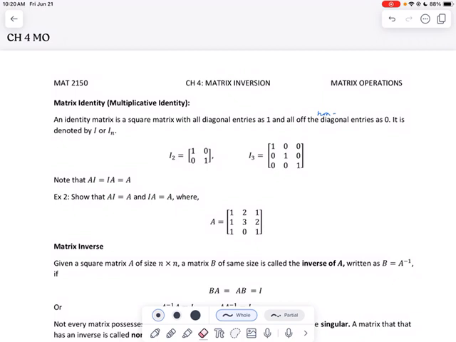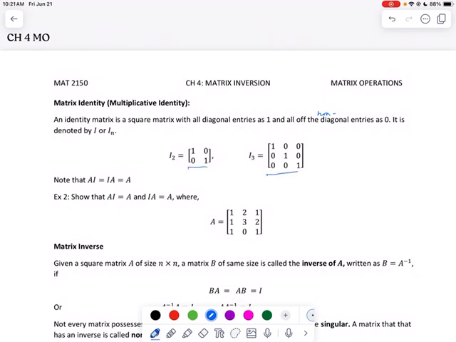So an identity matrix is a square matrix with all diagonal entries as 1 and all of the non-diagonal entries are 0. It is denoted by I or I sub n. So here are two examples of the identity matrix. This is a 2 by 2 identity matrix, and the other one is a 3 by 3 identity matrix.